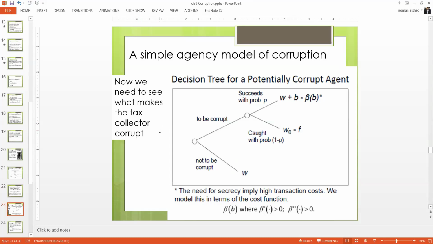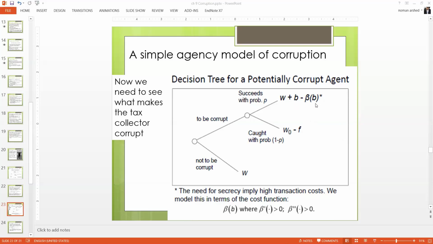How will the tax collector calculate his cost and benefit? He will think, should I do corruption or not? If he does not do corruption, he will earn W, the wages that he is getting from the government. If he does corruption and succeeds, he will earn W plus the bribe, minus the cost of hiding the bribe. This is a transaction cost: he has to hide the bribe in some other account so that nobody can find it. So there is a cost of hiding the bribe.